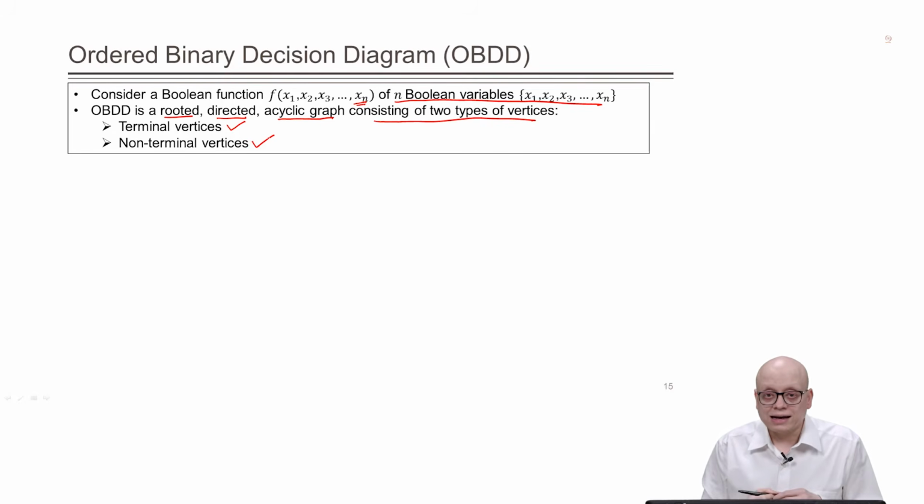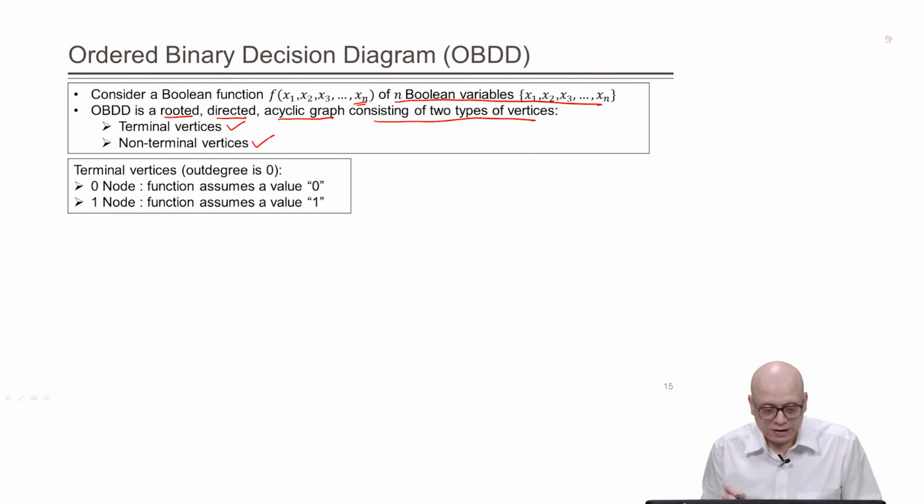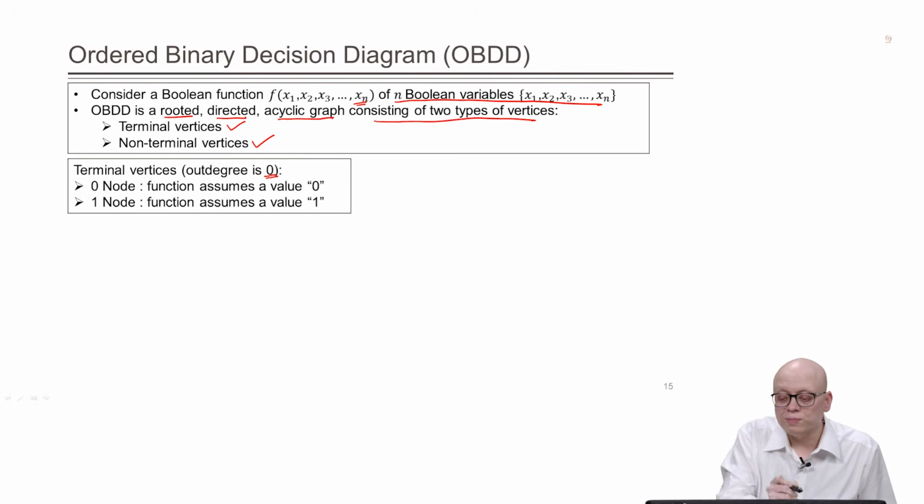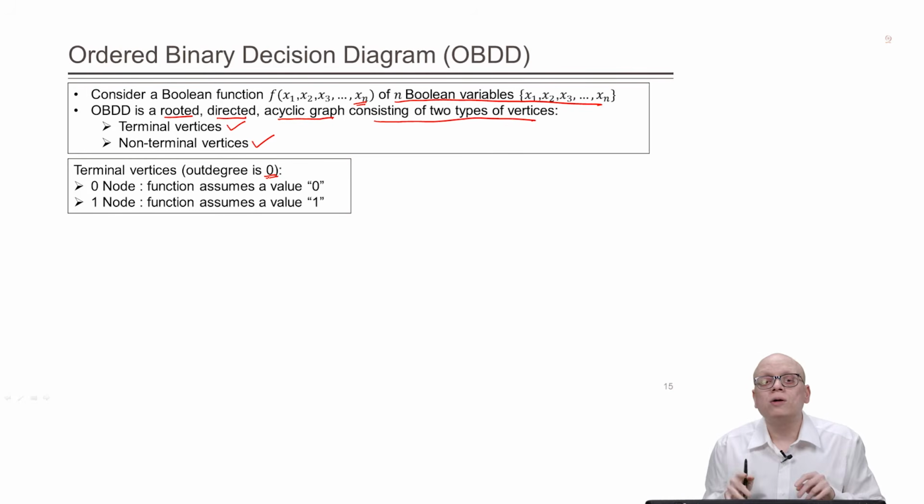And what are the characteristics or attributes of these terminal and non-terminal vertices? Terminal vertices will have out-degree equal to 0, meaning that no edge will go out from a terminal vertex. Those are the leaves of the graph, as in a tree. But note that an OBDD may not be a tree, it is a graph structure, there can be edges going from one to the other and so on. We will see an example of an OBDD in subsequent slides.